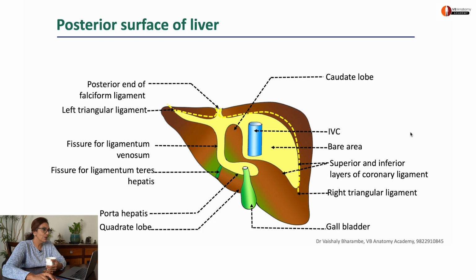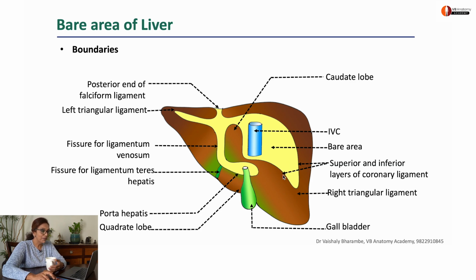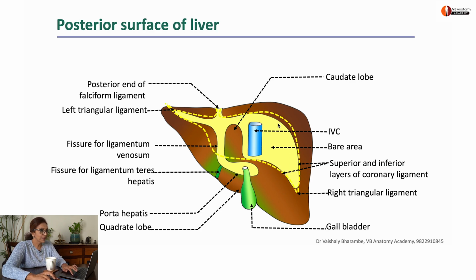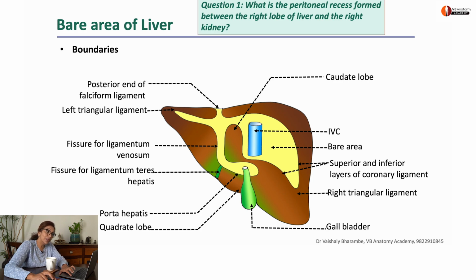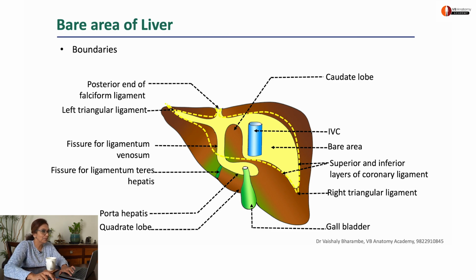So here is your posterior surface of liver, which shows presence of an area which is called the bare area, bound above by the superior layer of coronary ligament, below by the inferior layer of coronary ligament, joining to form the right triangular ligament. And the area in between them is this bare area bound medially by the inferior vena cava. This area, okay, what is the peritoneal recess related here? I'm sure you will be able to answer this. See if you can. If you cannot, you will find out the answer in the end anyway.